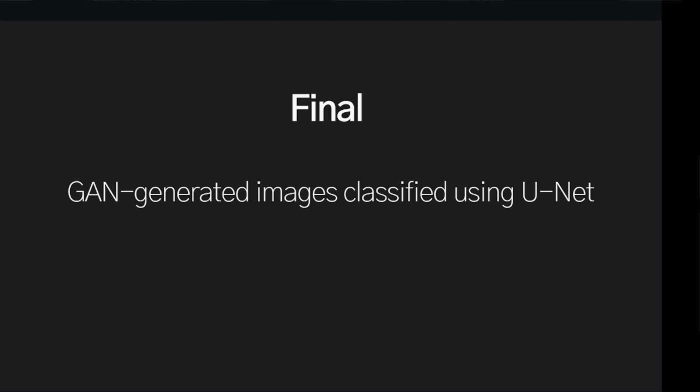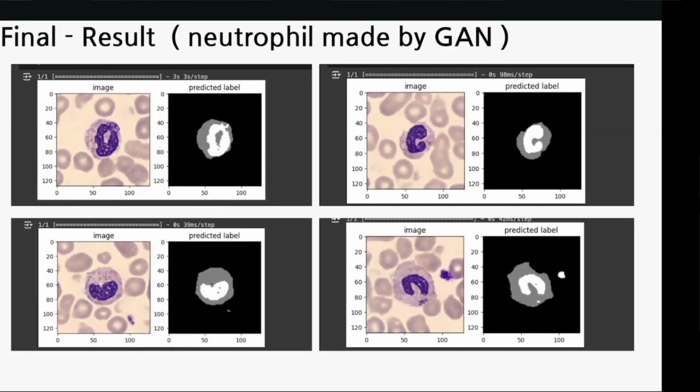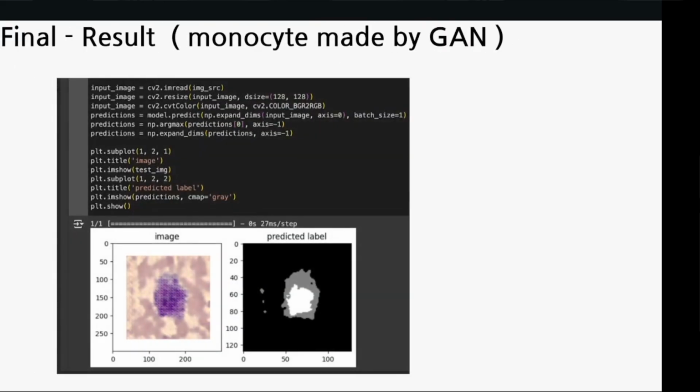Finally, I will show you the results of classifying images generated by GAN using Unet. These images are Unet classified images of the neutrophil class created with GAN. This image shows the Unet classification of the monocyte class created with GAN. Unlike the neutrophil class, the monocyte class was not properly segmented, likely due to differences in the amount of training data.